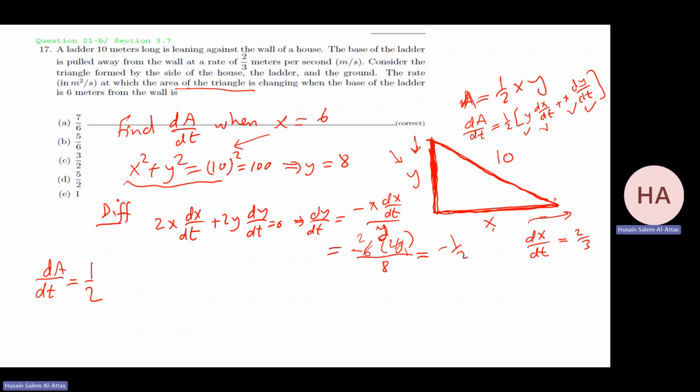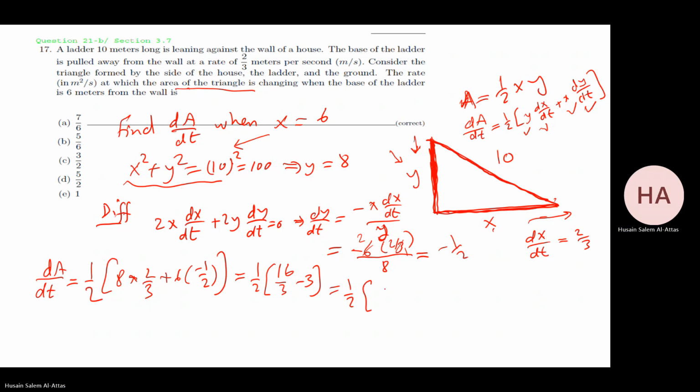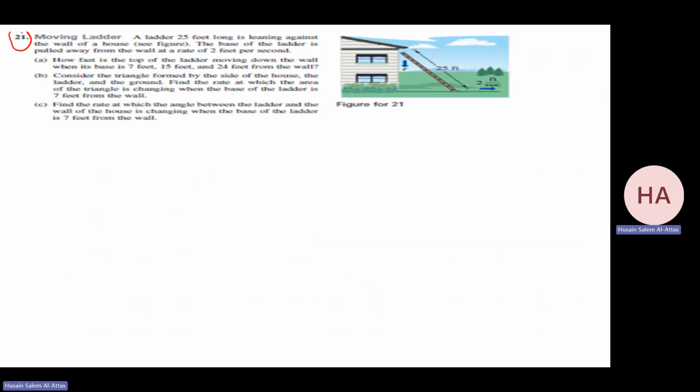Well, let's plug the numbers then. Y, be careful, 8 times dx by dt, which is 2 over 3, plus x, which is 6, times minus 1 over 2. That will give me what? Half of 16 over 3 minus 3. And that will give me half of 16 minus 9 over 3, which is 7 over 6, which is this. Yeah, calculation. I think it's okay.